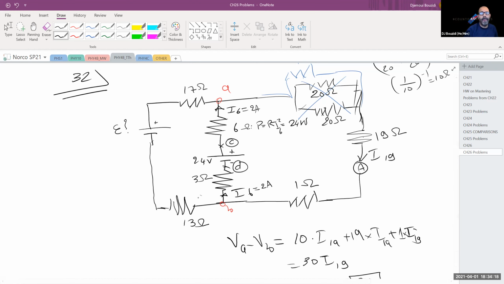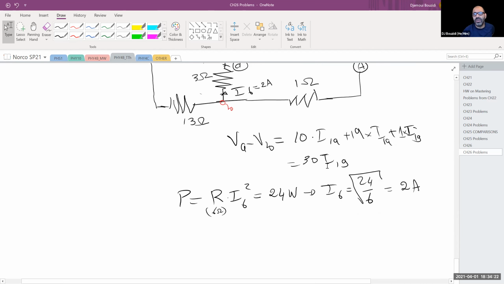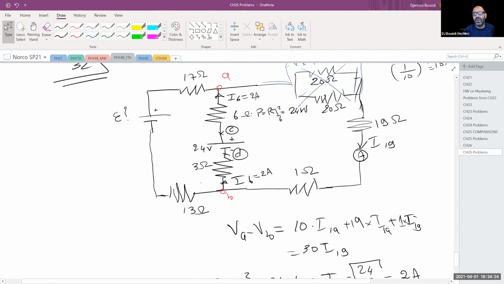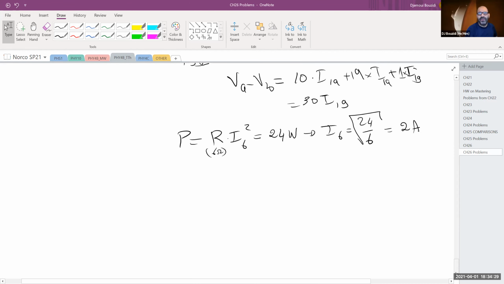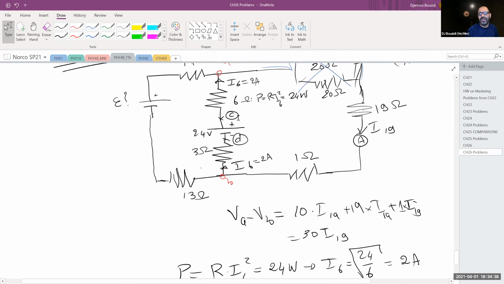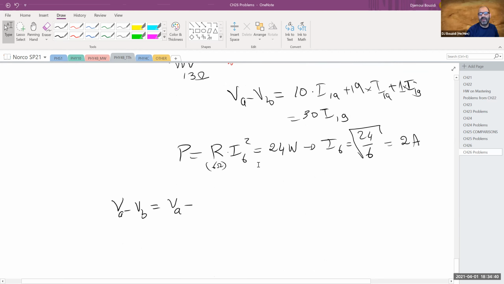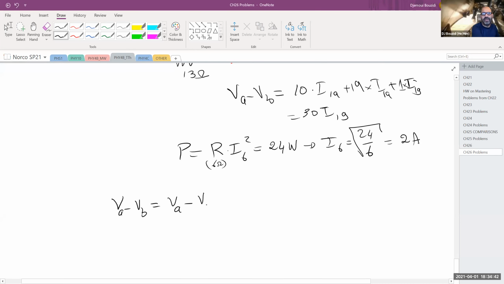Okay, so I'm going to find VA minus VB that way, and then plug it in the other expression and find that current where we're supposed to have it in the ammeter. So let's find VA minus VB. VA minus VB is the same thing as VA minus VC plus VC minus VD plus VD minus VB.